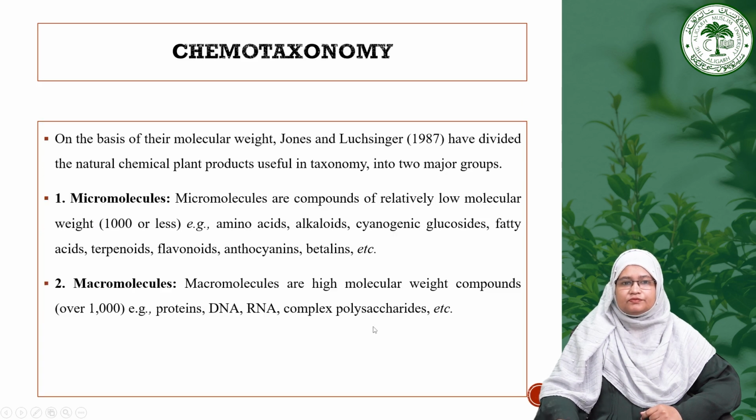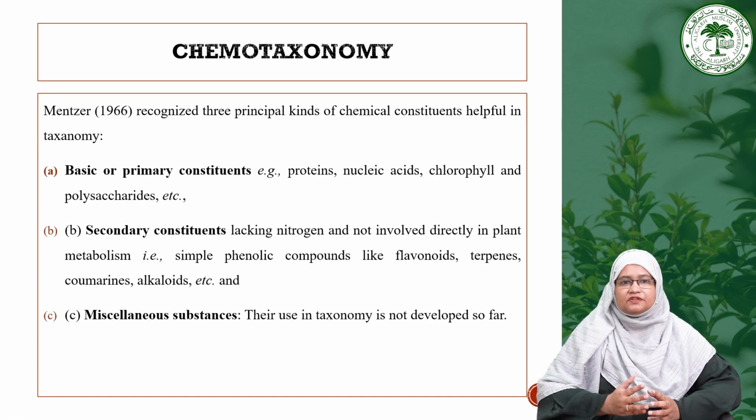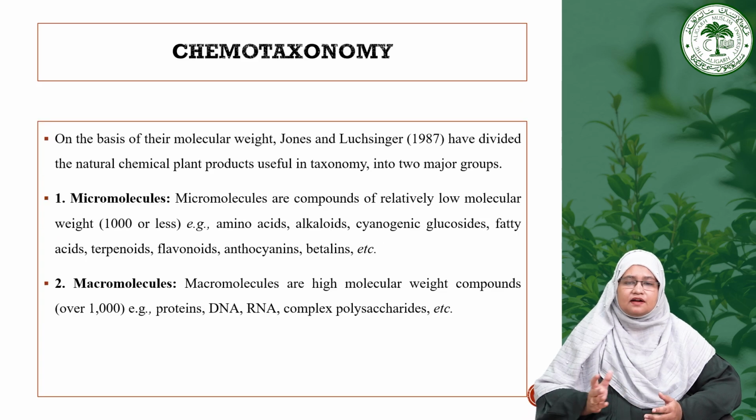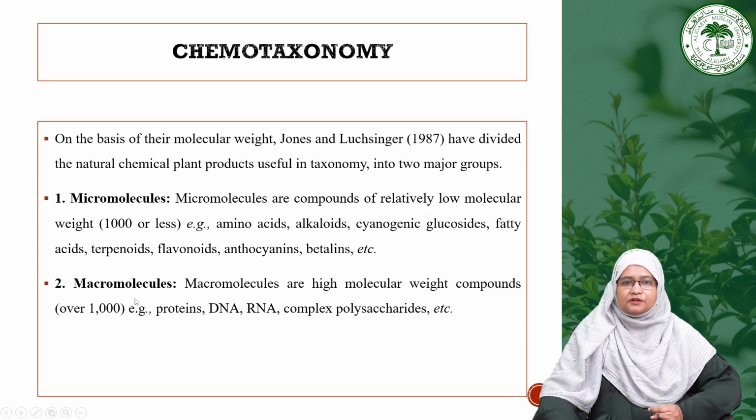developed so far. So if we see on the basis of chemical, as we can see, these are on the basis of their cycle and their use. The second group of classification of these compounds depends upon their size. On the basis of their molecular weight, Jones and Leschinger have divided the natural chemical plant products useful in taxonomy into two major groups. The first one is the micromolecules and the next one is the macromolecules.